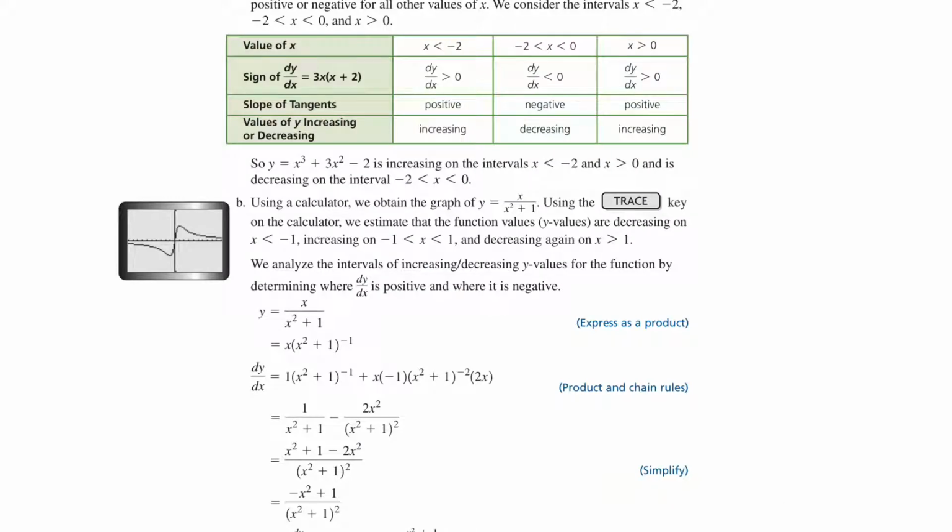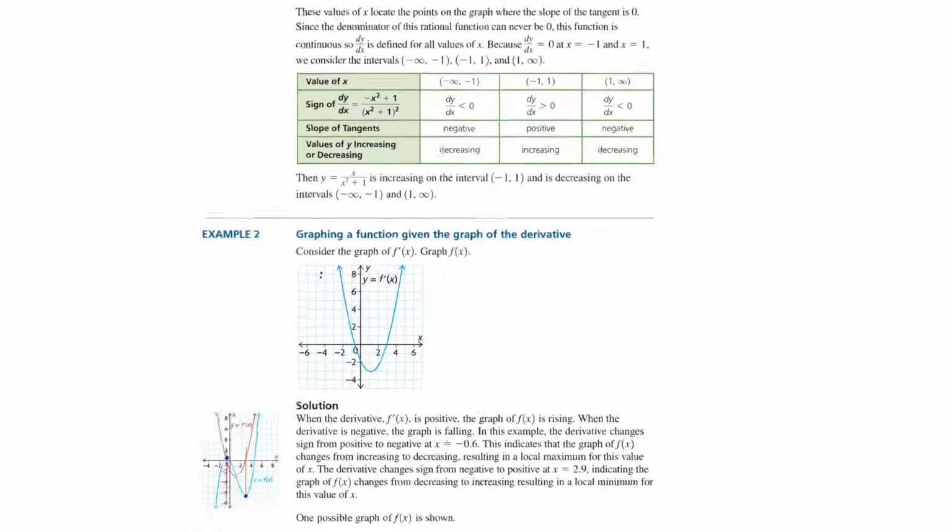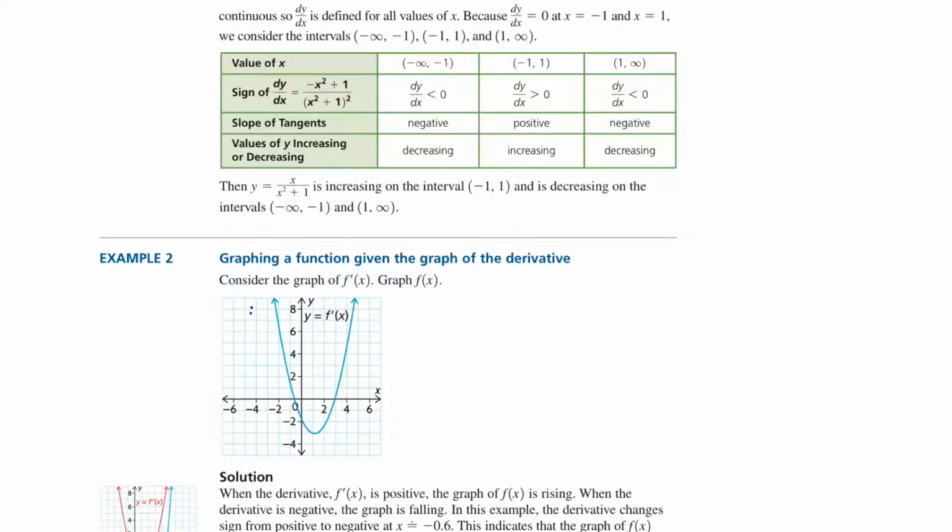The next example is finding the derivative of x over x squared plus 1, which is negative x squared plus 1 over x squared plus 1 to the power of 2. At 1 and negative 1, derivative is 0. For x less than negative 1, derivative is negative. Therefore, function is decreasing. When x is between negative 1 and 1, derivative is positive. Function is increasing. And finally, when x is more than 1, the function is decreasing since the derivative is negative.